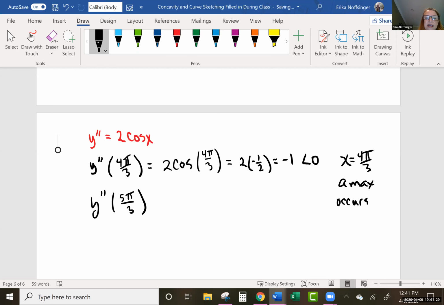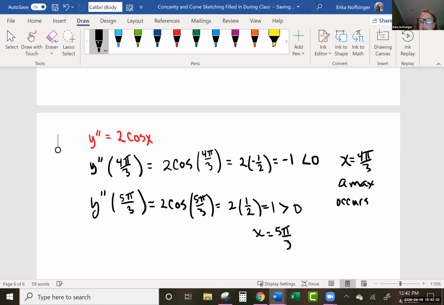And so if I look at plugging 5 pi thirds into the second derivative, 2 times cosine of 5 pi thirds is equal to 2 times, well, pi thirds, it's 1/2. I'm in the fourth quadrant. Cosine is positive in the fourth quadrant. So this is equal to 1. It's greater than 0. And so I know that x equals 5 pi thirds, a min occurs.